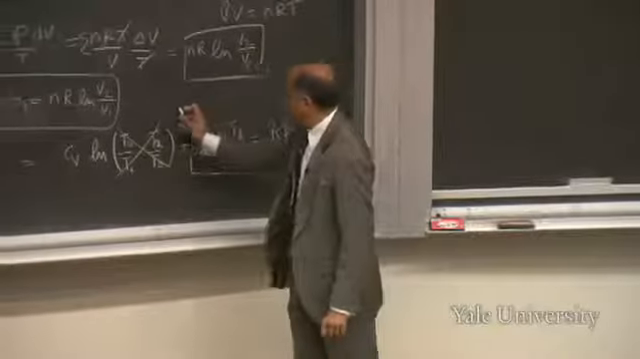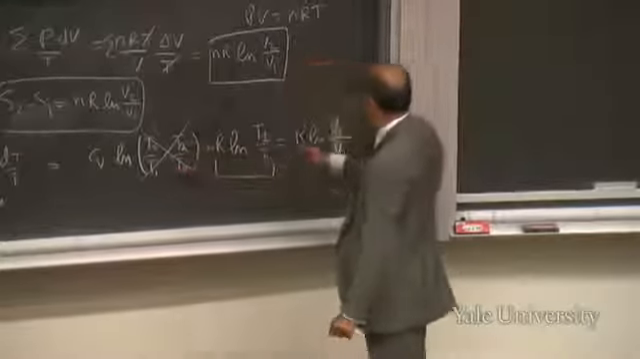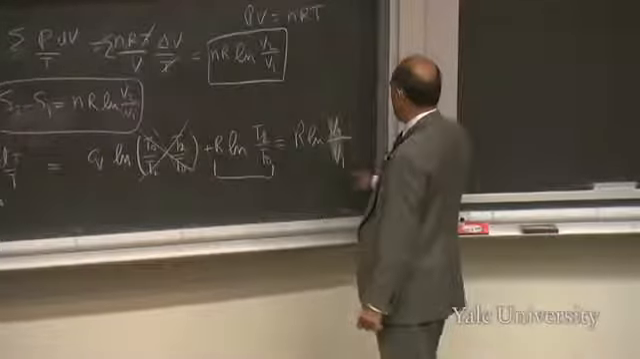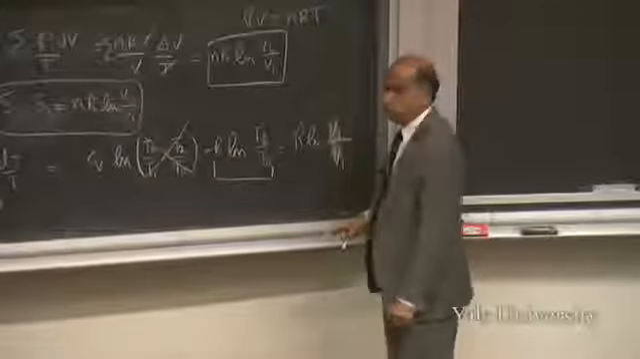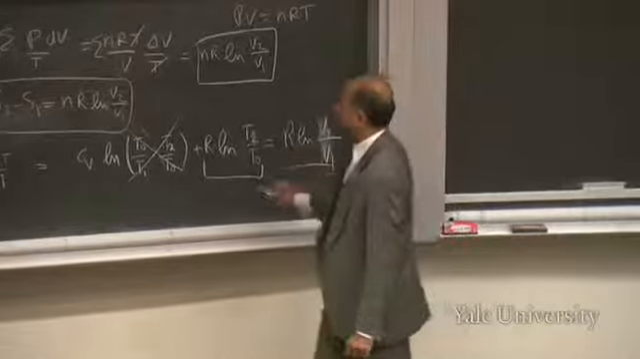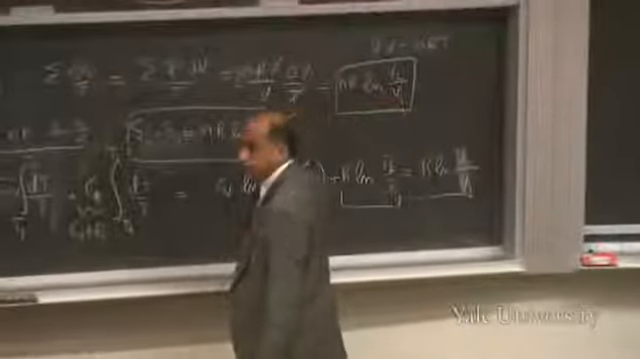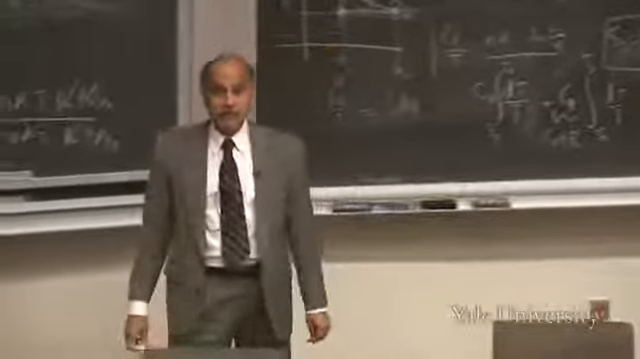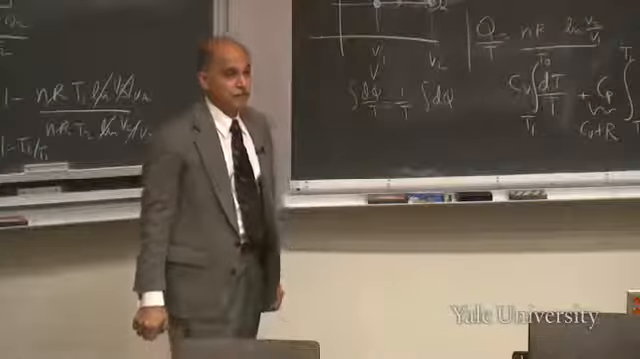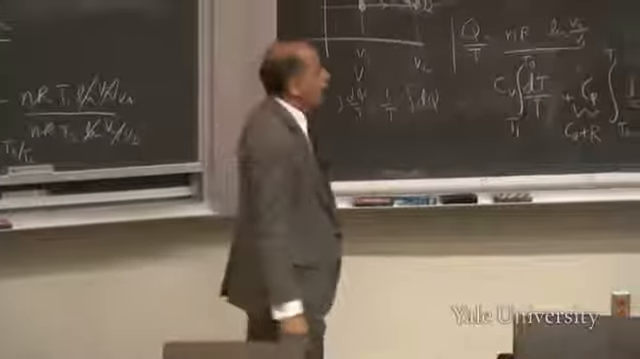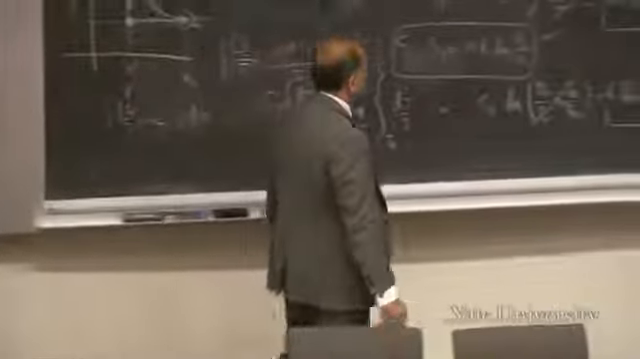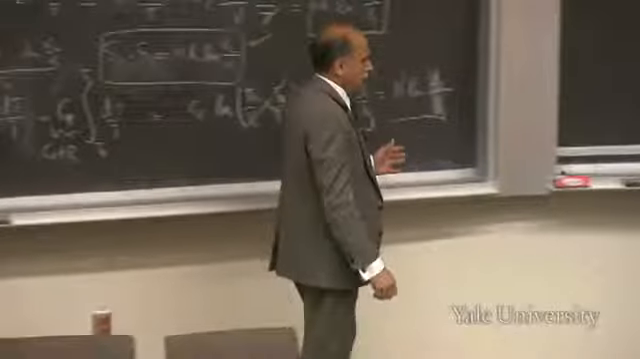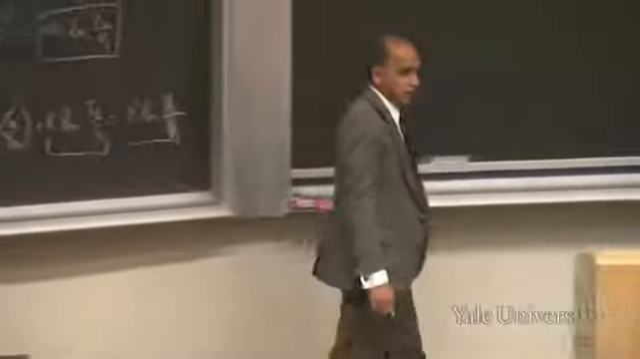So I should cancel this factor because T2 is T1. But here, T2 over T0 is V2 over V0, which is V2 over V1. That's, of course, the entropy change I got in one shot here. So you can find entropy change any way you like. You usually pick the easiest path. All right? So we have now learned how to find entropy change.